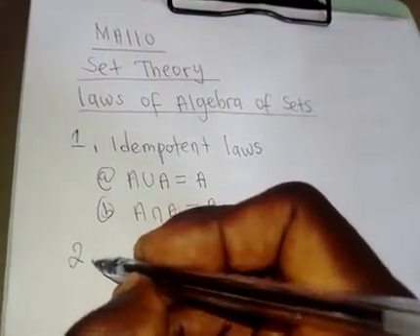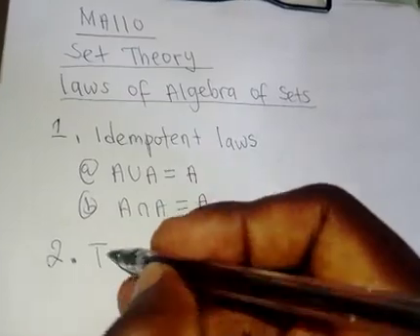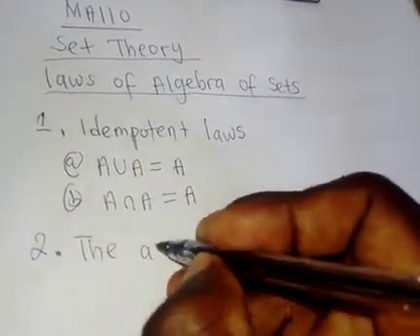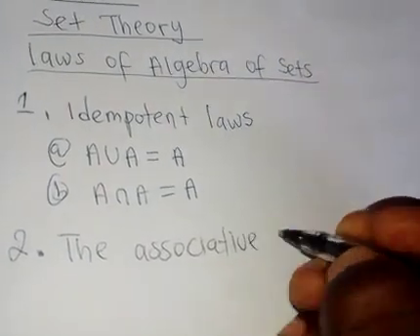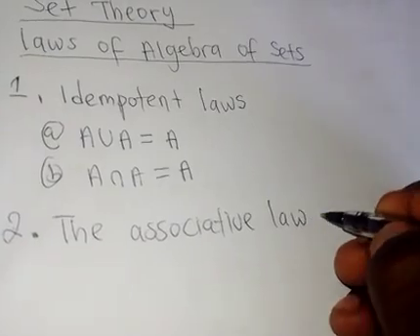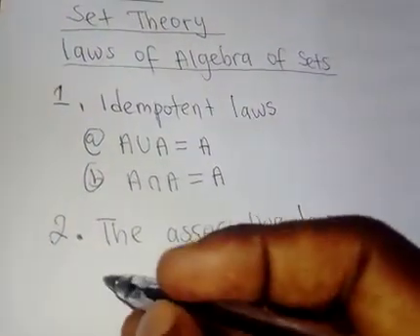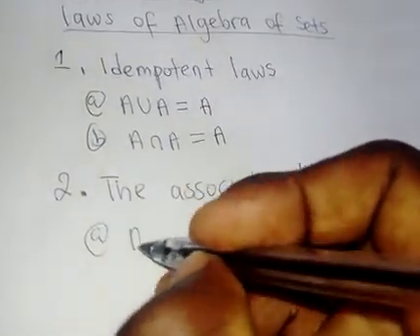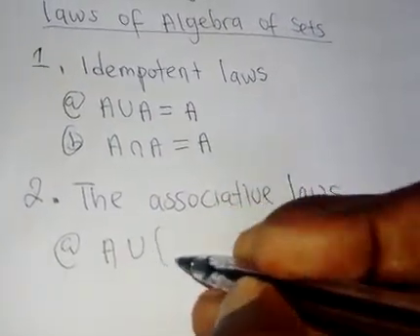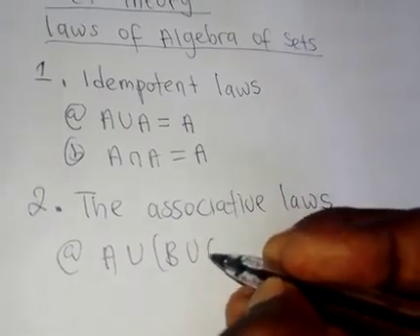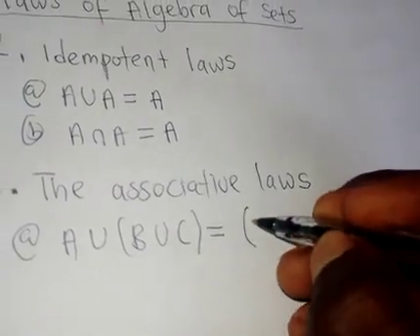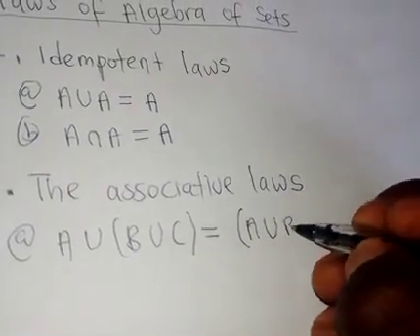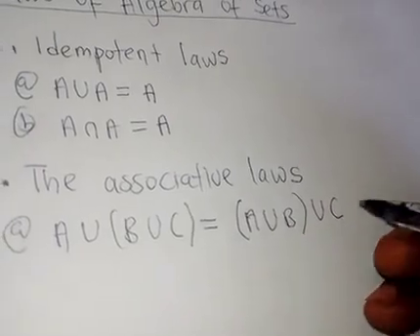Okay, then from there we can proceed to the associative laws. For the associative laws, the first one, if you have (A union B) union C, this is actually equal to A union (B union C).